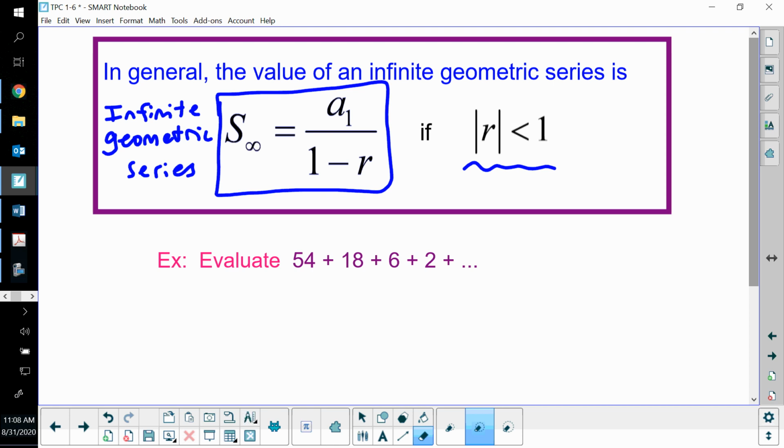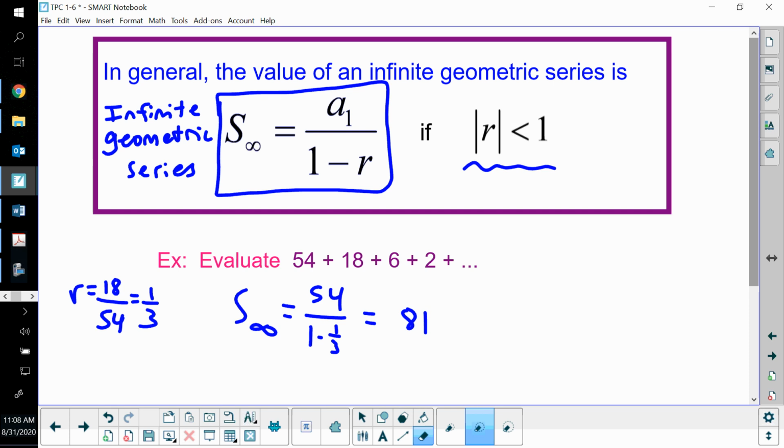So, let's practice one. We want to do S infinity. Our A1 is just 54. Remember R, if you're unsure, you do the second divided by the first. So we're going to do 18 divided by 54, which gives us 1/3. So we'll have 1 minus 1/3. And if we put that in the calculator, we'll get 81. So if we added these terms on forever, it's going to approach the value of 81. So an infinite sum is telling you what you're approaching, it never actually technically reaches there, but it's telling us what it's approaching.